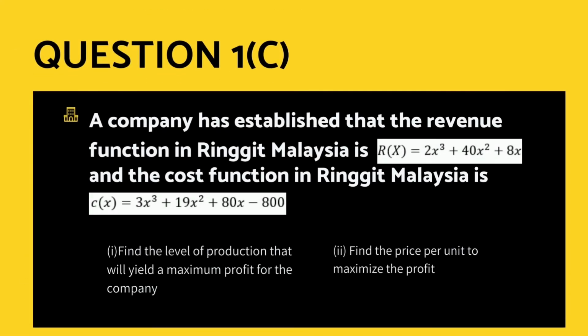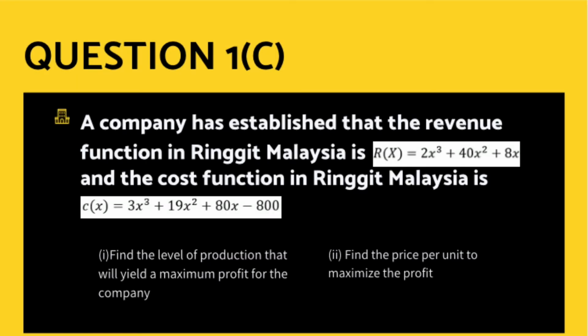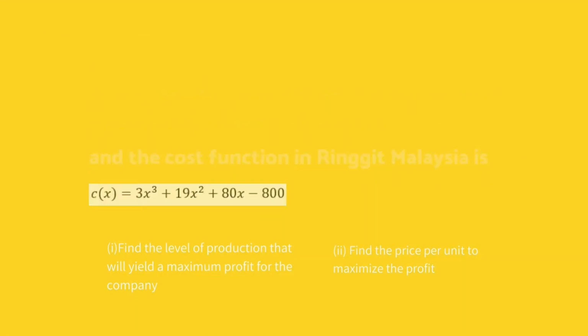Next is question 1c. This question is about revenue, cost, and profit functions. A company has established the revenue function in Ringgit Malaysia and the cost function in Ringgit Malaysia. First, find the level of production that will yield a maximum profit for the company. Second, find the price per unit to maximize the profit.